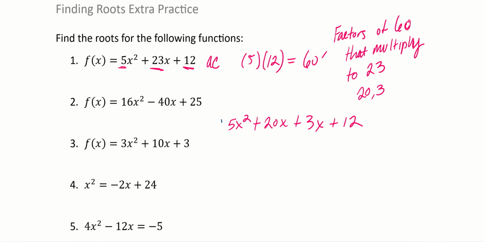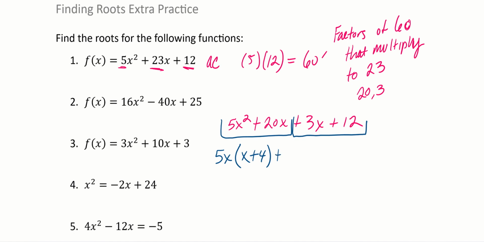Now what I'm going to do is split this into the first two terms and the last two terms. And I'm going to find a common factor between the first two terms, so 5x squared and 20x. The common factor between those two is 5x. We can divide both of these by 5, and we can divide both of these by x. And in the parentheses, I'm going to put in the other factors. So 5x squared divided by 5x is just x, and 20x divided by 5x is 4, so x plus 4.